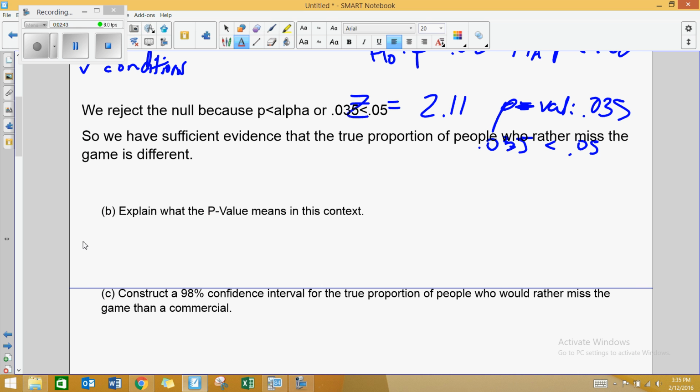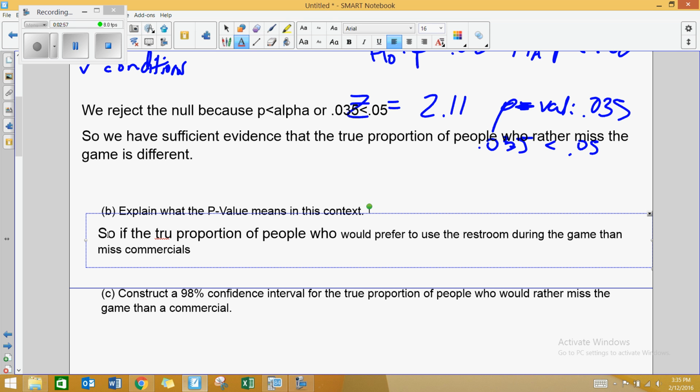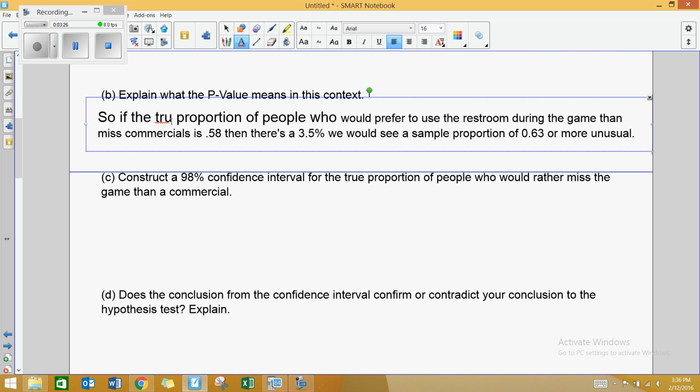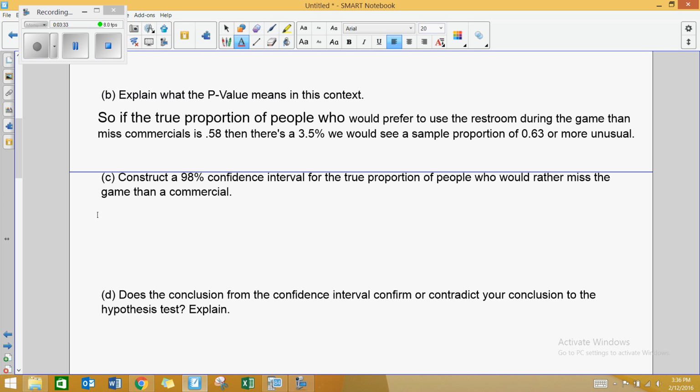So our p-value, 0.035, that's the probability of seeing a sample that unusual. So if the true proportion of people who would prefer to use the restroom during the game is 0.58, then there's a 3.5% chance we would see a sample proportion of 0.63 or more unusual. Okay, so if the null is true, what was the probability that I took a sample of 430 people and 271 of them would say they agree with that?